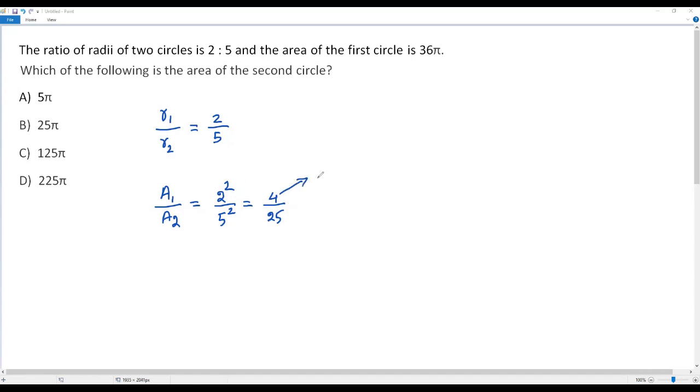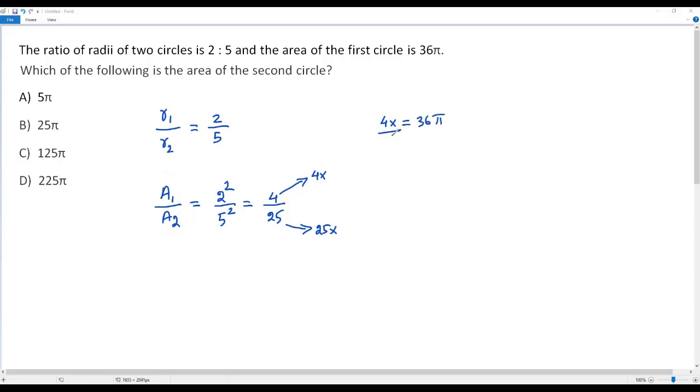When I multiply this 4 by x, I am getting 4x. When I multiply this 25 by x, I am getting 25x. Okay, here this 4x is the area of the first circle and this 25x is the area of the second circle. Already we have the area of the first circle, that is 36 pi. This 4x and this 36 pi, both of them represent the same stuff, that is the area of the first circle. We can equate them. Then we have 4x equals to 36 pi.